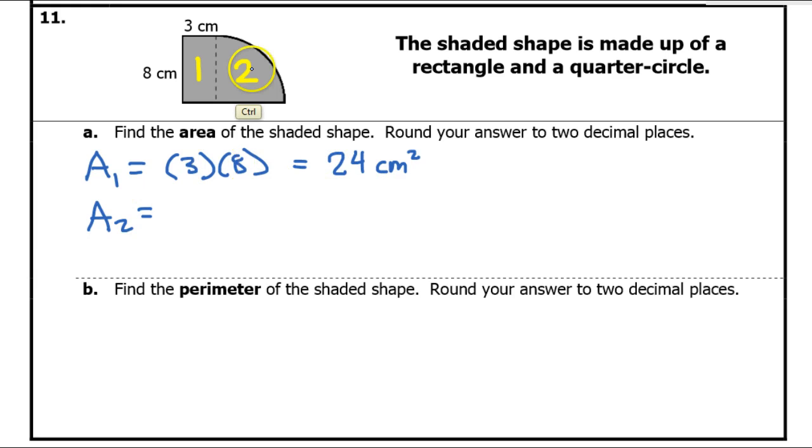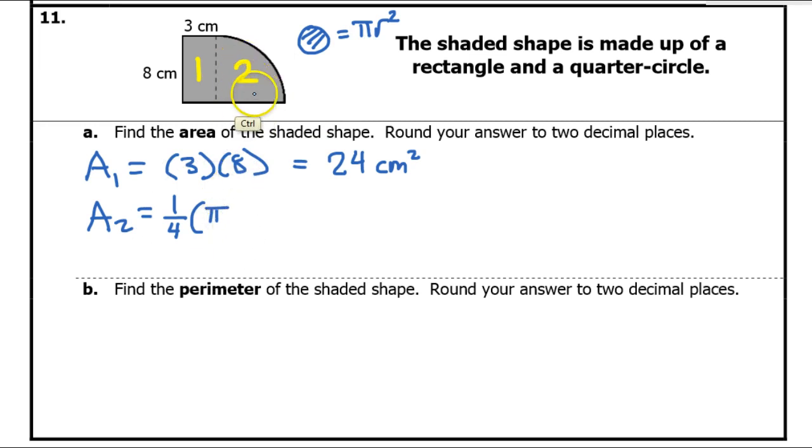Now, area number 2 is a quarter of a circle. So what's the area of a circle? You know that the area of a circle is pi r squared. So this is going to be a quarter of that. It's a quarter of the full area. It's a quarter of pi r squared.